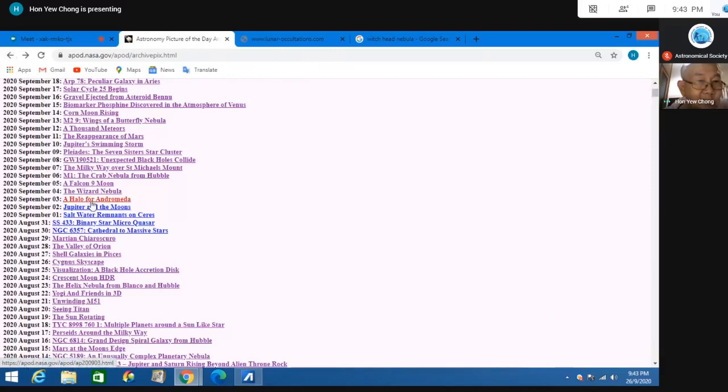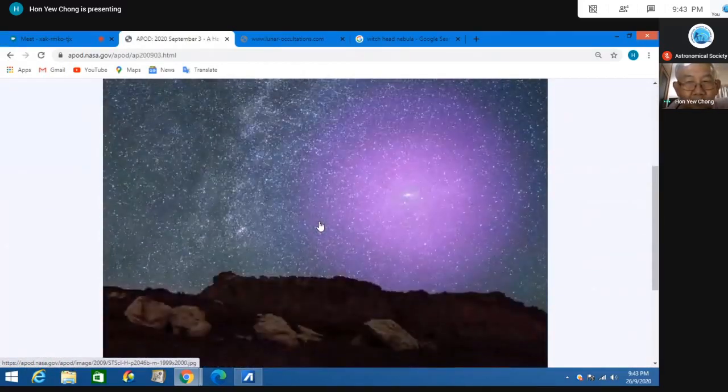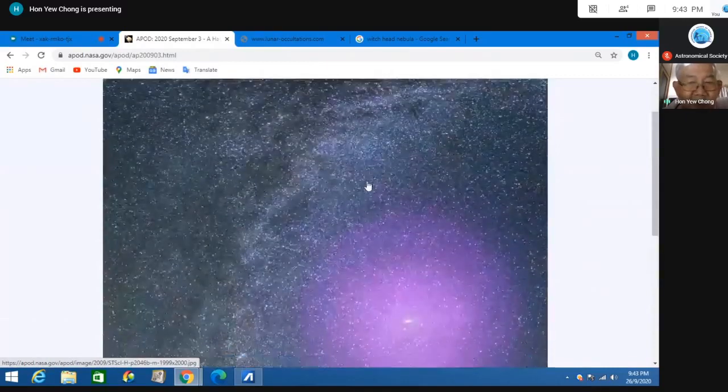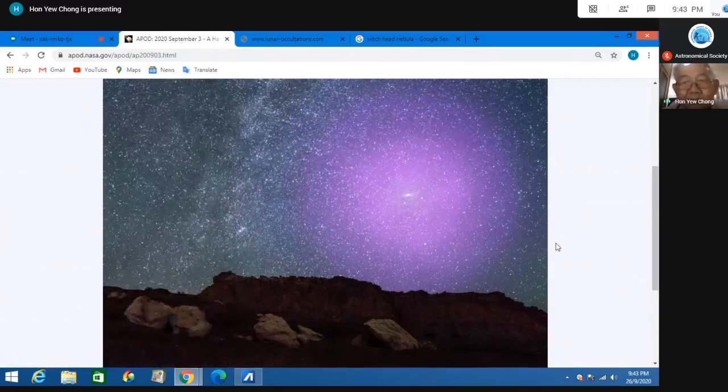We go to September 3. Wow. What's this? Something bright and purple color, and a bit of Milky Way. And this is a hill here in the background. And of course, this is by NASA and ESA. All right. So basically, this is not a real picture. This is actually a digital simulation. So basically, this is, sorry, I call it the Tibu image, not a real one.